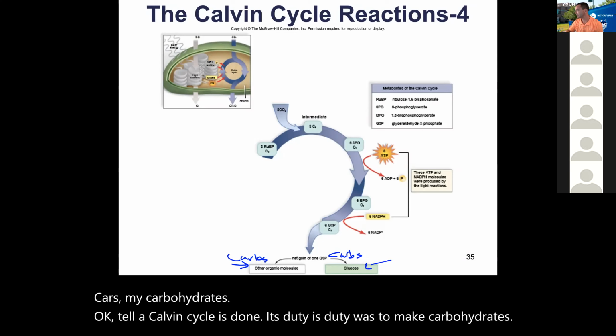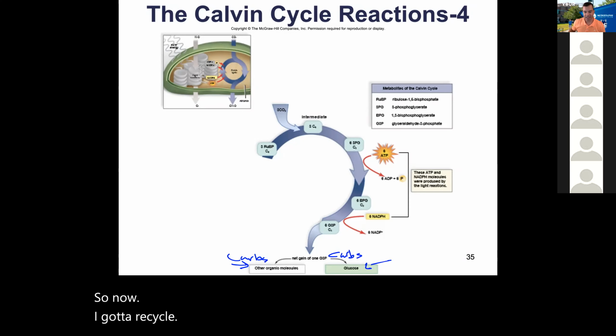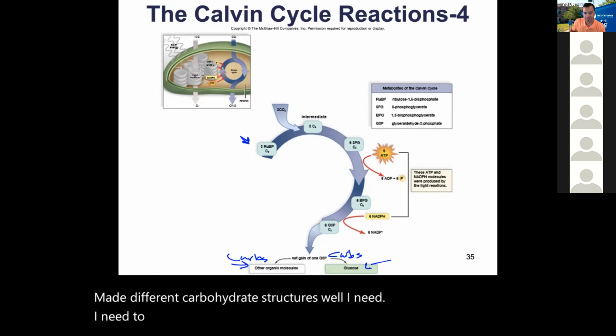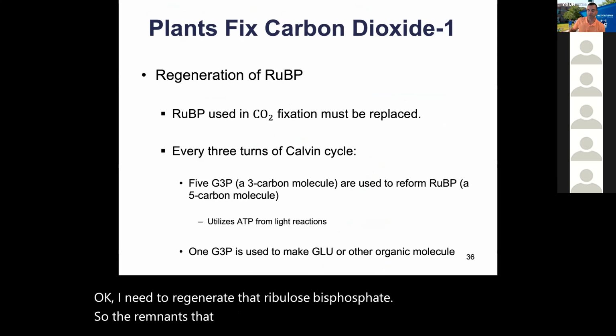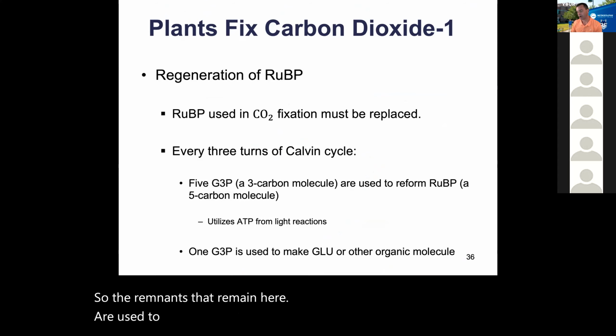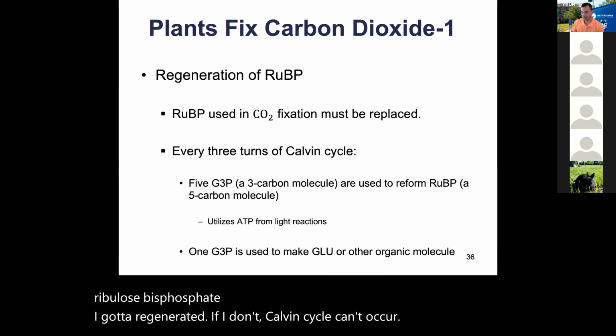So now I got to recycle, okay? Because I've taken that, harnessed it, made different carbohydrate structures. Well, I need to regenerate that ribulose bisphosphate, okay? So the remnants that remain here are used to regenerate RUBP, ribulose bisphosphate. I got to regenerate it. If I don't, Calvin cycle can't occur. Okay. So I need this thing.